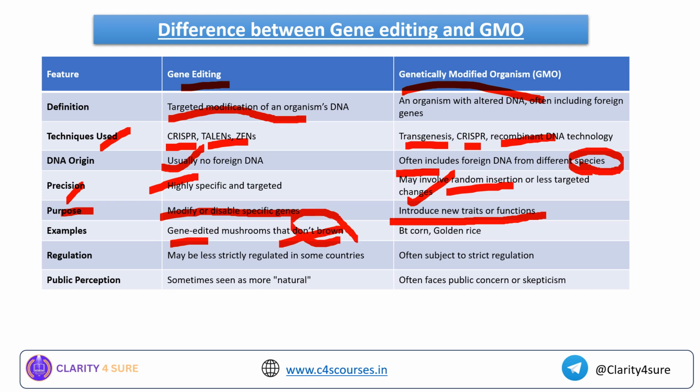Here, what they would have done is just cut down the enzyme that causes the browning reaction in that particular mushroom. And here we are going to insert a new trait, that is Bt cotton, golden rice, everything. Okay, regulation: it is less strictly regulated in some countries.